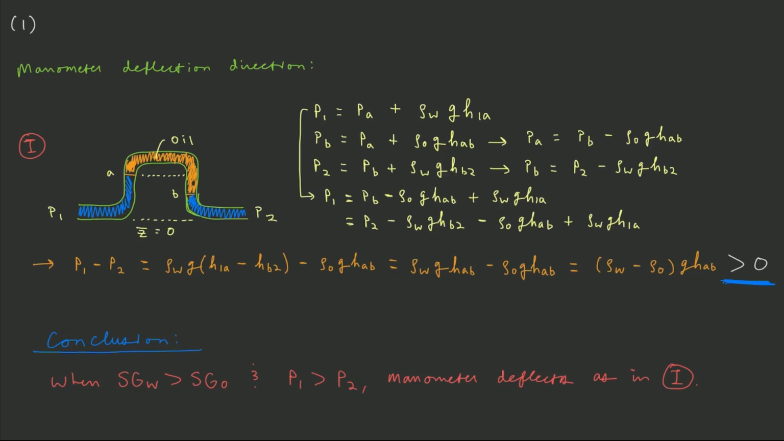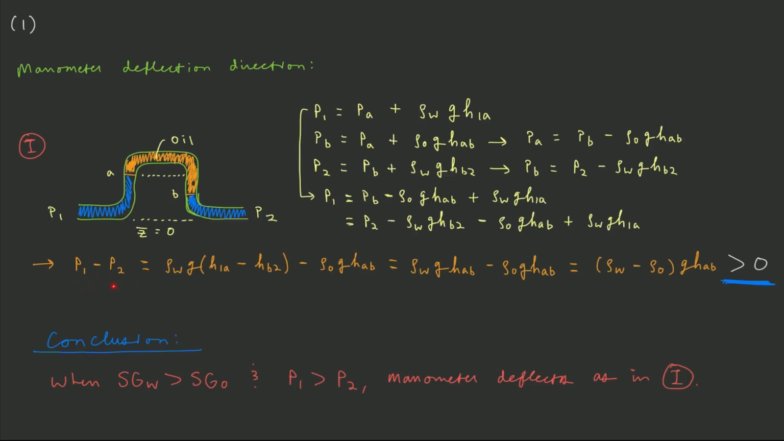So to determine this, what we end up wanting to do is apply the hydrostatic pressure equation between all of these key points, point 1, point A, point B, and point 2. In this first equation, we apply the equation between point 1 and point A. In the second equation, we apply the equation between point B and point A. And in this third equation, we apply the equation between point 2 and point B. And what we end up doing is combining these equations algebraically until we get an expression for P1 minus P2.